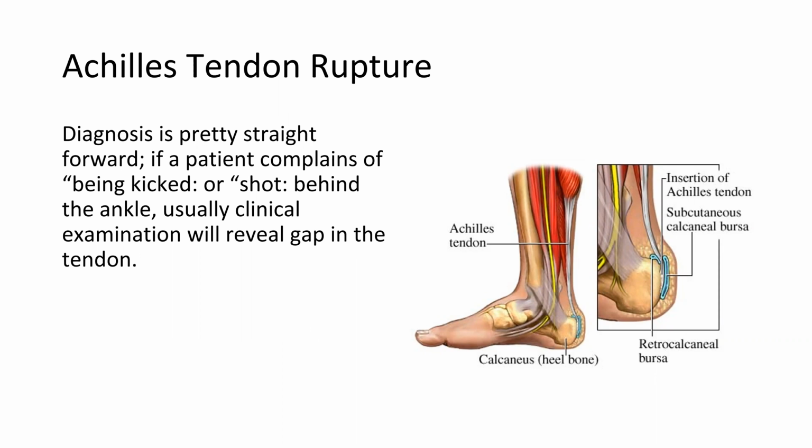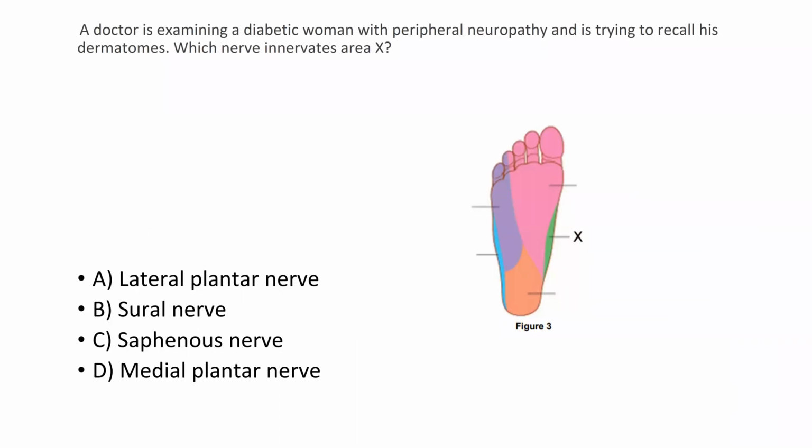While we're on the subject of feet, we'll move on to the next question. A doctor is examining a diabetic woman with peripheral neuropathy and is trying to recall his dermatomes. Which nerve innervates area 10? His or her dermatomes, because we all work queens in here. So the answer for this is your saphenous nerve.